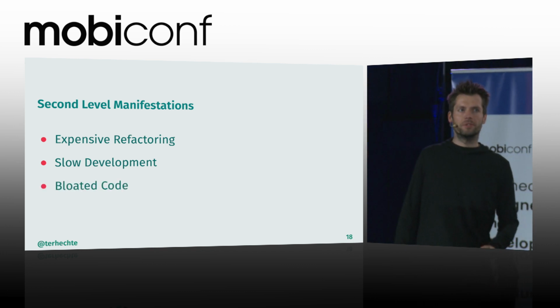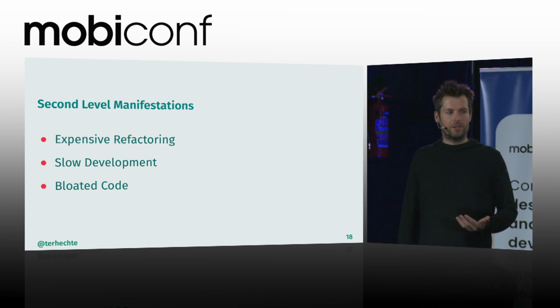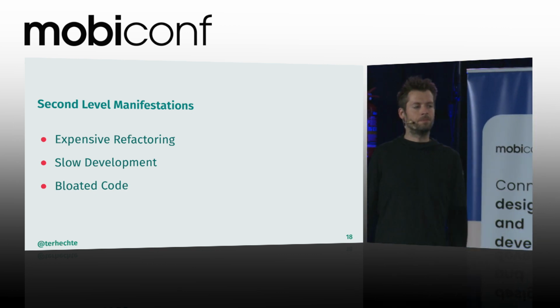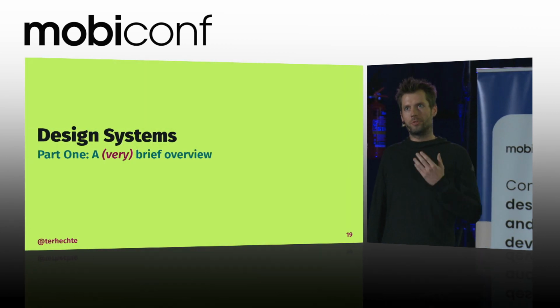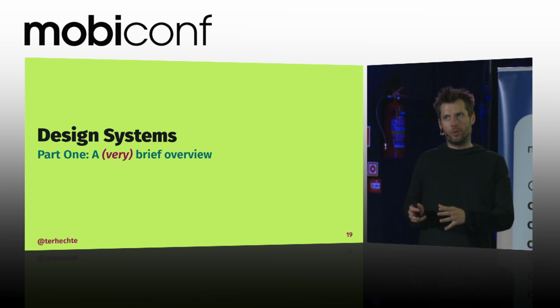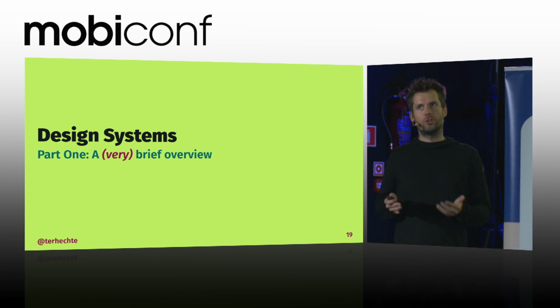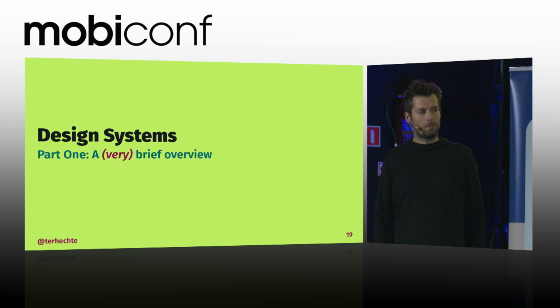So this certainly is not something that we want or that we need and that we would like to get rid of. Design systems are a solution, a partial solution to a problem like that. And I will first give a very brief overview where I just explain in very general terms what a design system is. And then from there, we will look at an example implementation.